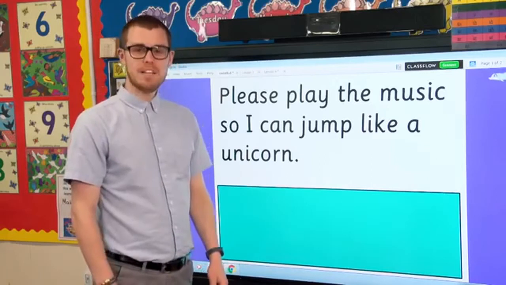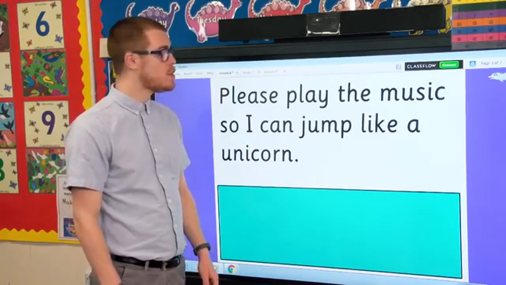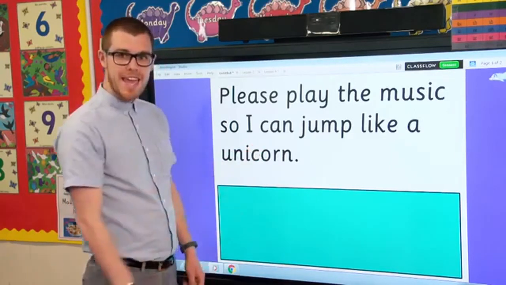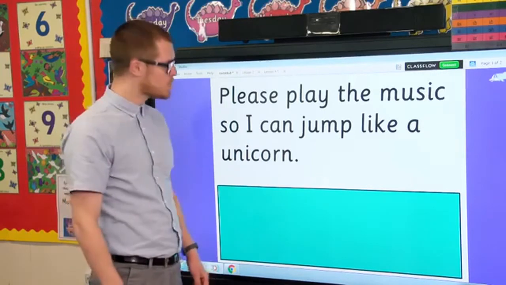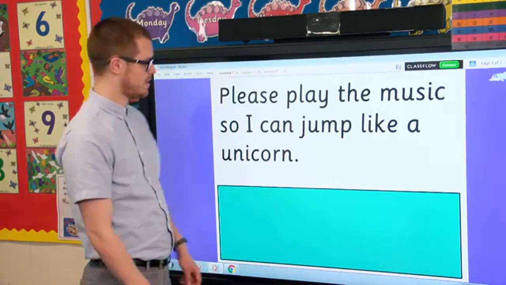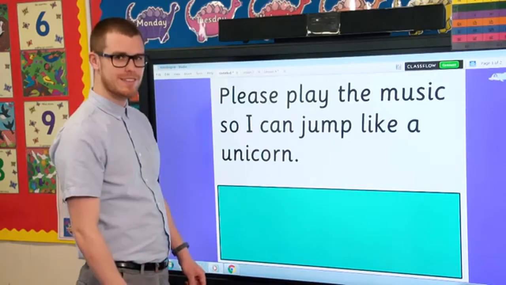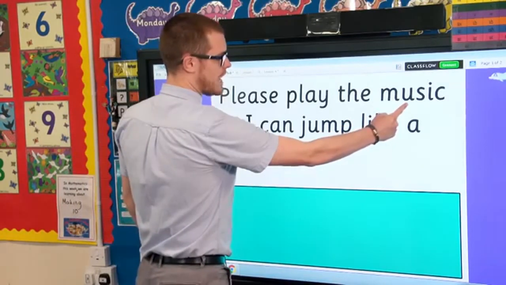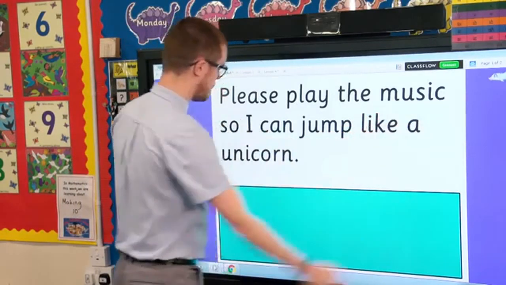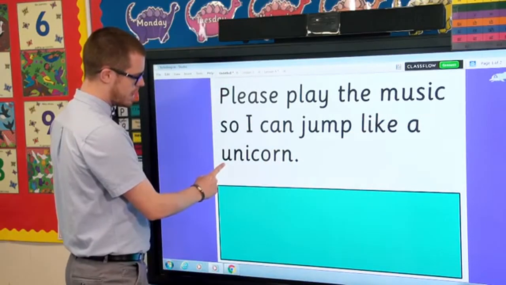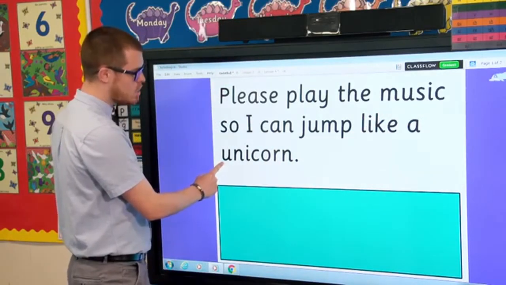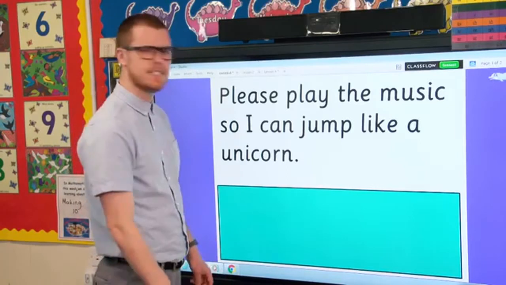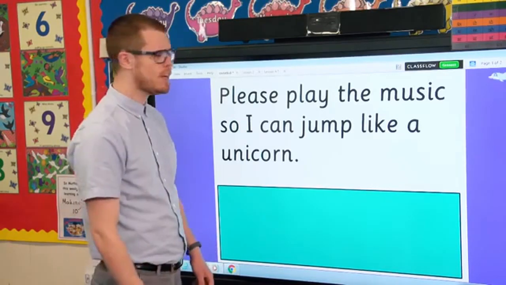Okay, children. Let's read some sentences with our new grapheme in them. Here's my first sentence. Can you see any words with today's grapheme, you? That's right. This word has the grapheme, you. And this word has the grapheme that says you. Can you see any digraphs in my sentence? Look really carefully.